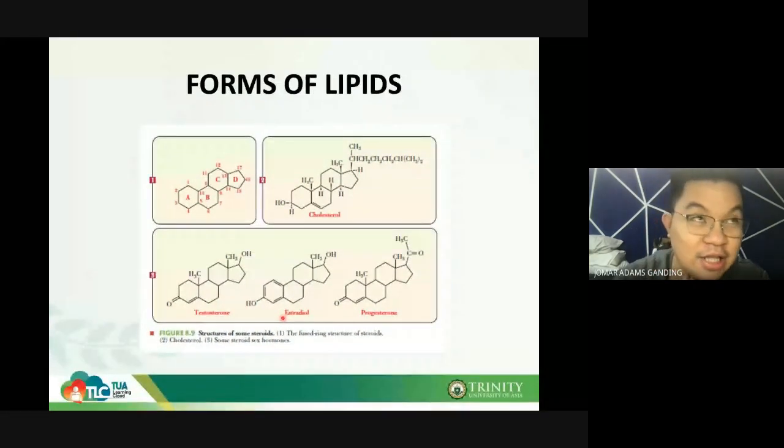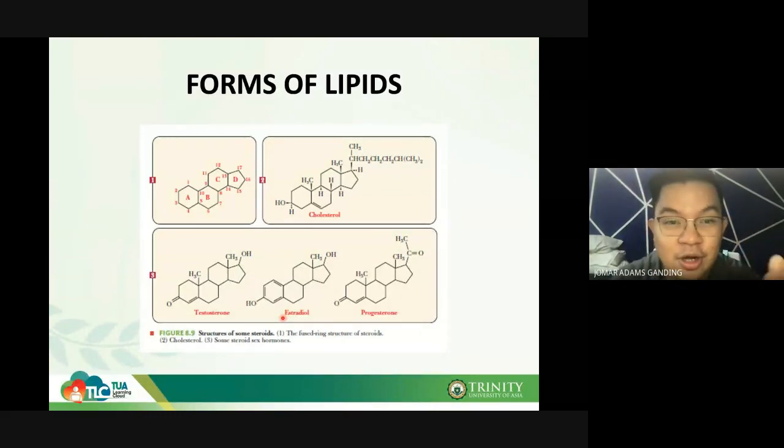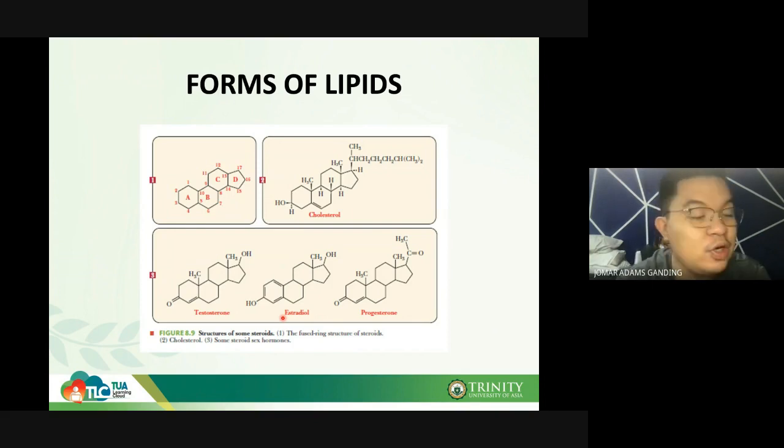I want you to read on that because your estrogen has three forms. Your estrone, estradiol, and estriol. Okay? So, there are three forms of estrogens. Okay? So, much of that kapag nandun na tayo sa CC2 next semester. Hopefully, I'll see all of you there. Okay. So, in cholesterol, ayan, in cholesterol, there are also two forms of cholesterol.